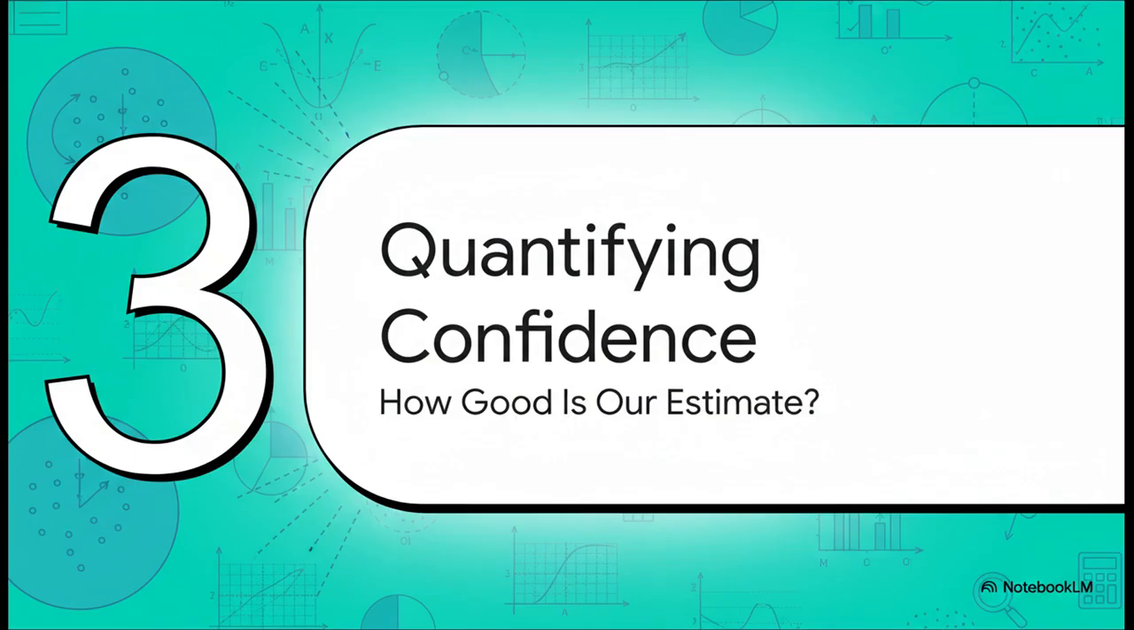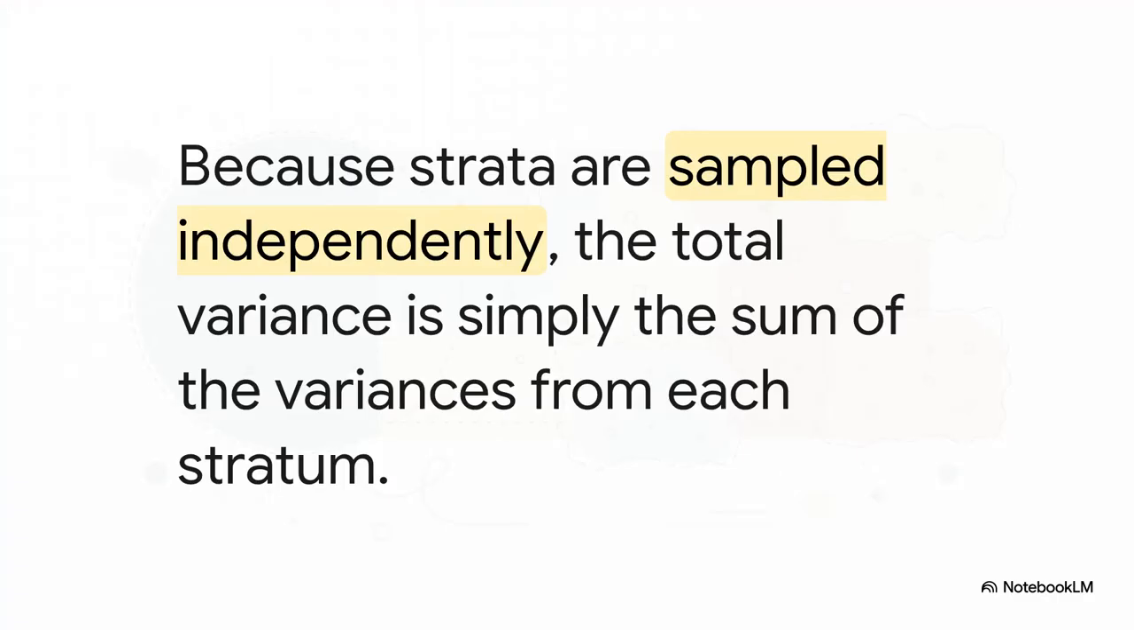So in this next part, we're going to learn how to calculate a range of plausible values for our estimate. You know, this is one of the most elegant parts of stratified sampling. Because we sampled independently within each group, the math to figure out the overall uncertainty, the variance, becomes incredibly simple. The variability from one group doesn't affect the others, so we just figure out the variance for each stratum's estimate and add them up. It's a really neat property that makes our lives a whole lot easier.